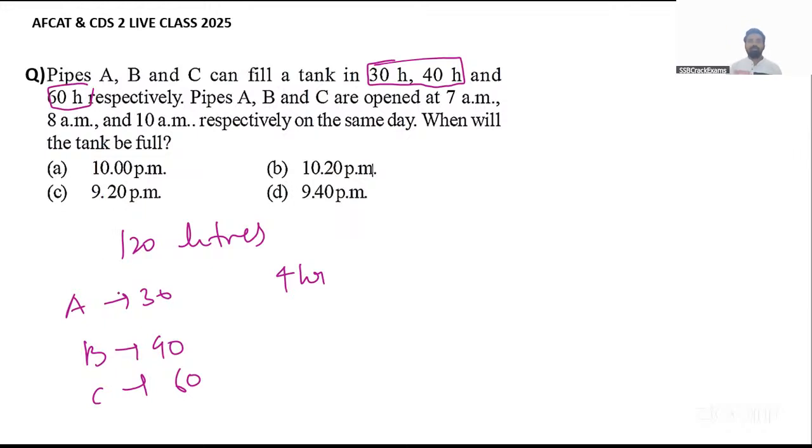Okay, so 30, 40, 60, they are taking the respective hours. So it means 4 liters per hour is being filled by A, B is filling 3 liters per hour, and C is filling 2 liters per hour, if I am not wrong. Okay, so that's why they are taking that much time. So the total amount of water in the tank per hour, how much is going in? So it is 9 liters per hour.